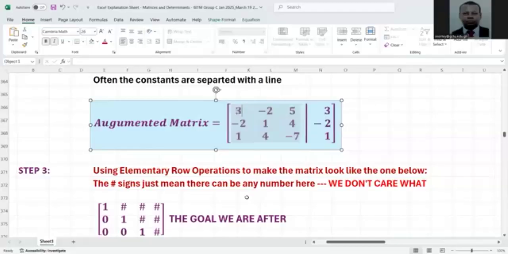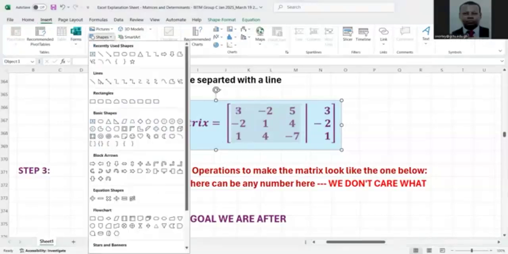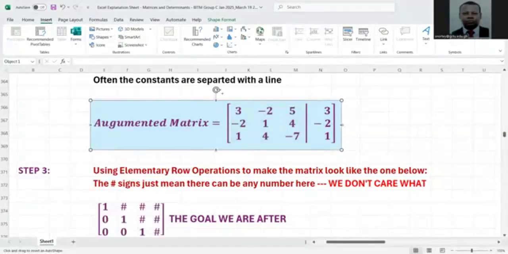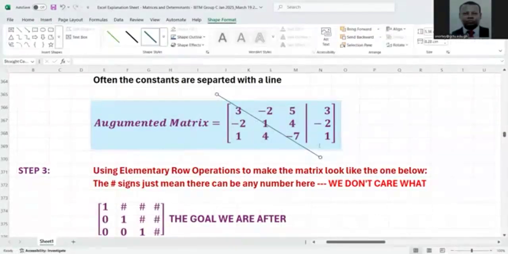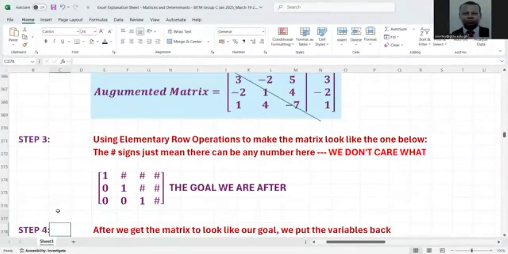All the elements in the leading diagonal. When I say the leading diagonal, for example, if I pick this line, then I draw here, this particular line, all the elements in this diagonal must go to 1. How do I do that? I'm going to use row operations to make sure that the elements in the leading diagonal all go to 1, so that I will end up getting this particular matrix that you are seeing at the bottom here.